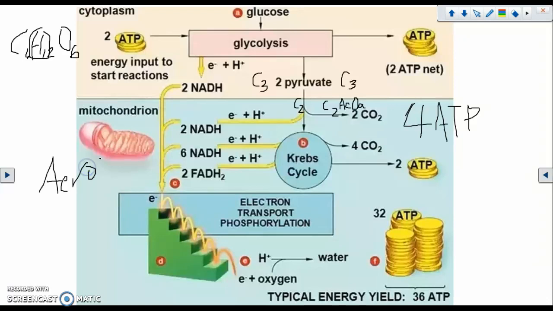I can't write, and this is a terrible cursor writing. It's just the worst thing ever. Okay. And why? How does all of NADs and FADs and all these extra hydrogens create ATP?